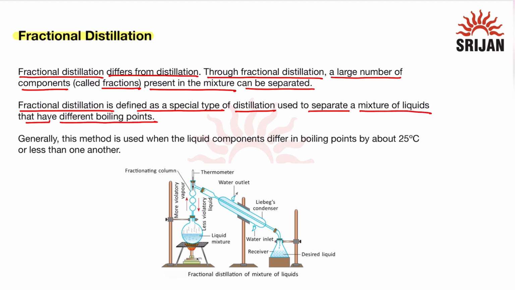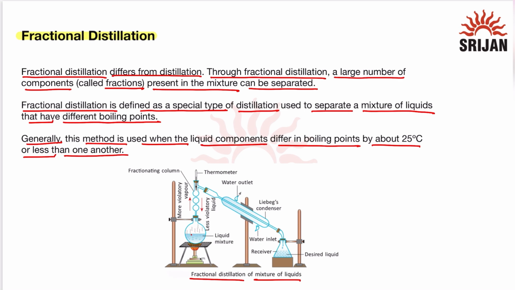different boiling points. Generally, this method is used when the liquid components differ in their boiling points by about 25 degrees Celsius or less than one another. So they will have different boiling points. Now, this figure shows the fractional distillation of mixtures of liquids. In this also the setup is the same as the distillation.